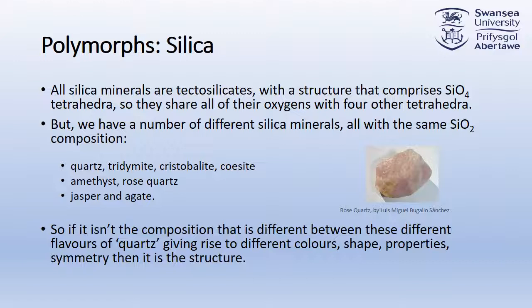So we have our classic quartz, tridymite, cristobalite, and coesite. We have different varieties of colors. You saw amethyst the other day, and we also have rose quartz, and this picture is an example of rose quartz. And we also have different crystal sizes, so things like jasper and agate. So if it isn't the composition that is different between these different flavors of quartz, which gives rise to all these different properties from colors, shape, and symmetry, then it must be the structure of the atoms in that arrangement.